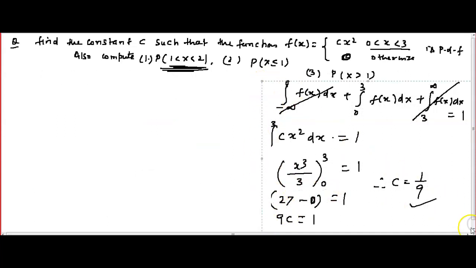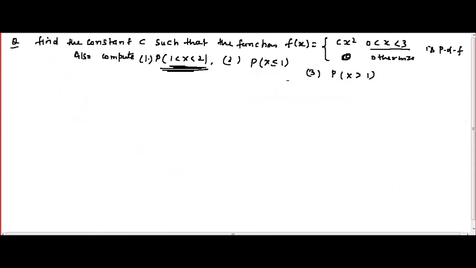I will delete this. Another is given for x less than or equal to 1. So tell me, from where to where do I have to integrate? 0 to 1. Why 0 to 1? Because this function is only valid from 0 to 3, so we can only take values between 0 and 3. See here, from 0 to 3 this function is valid.